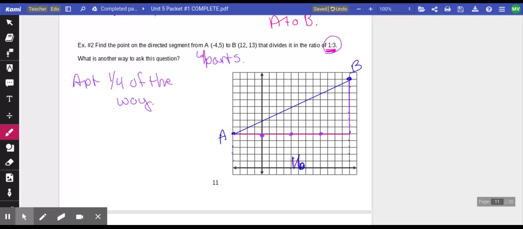So that gives me 4 equal parts. Vertically, I remember from above that it's 8. So I go up 2, 2, 2, and that's 4 equal parts. Now I want it in 1 to 3.